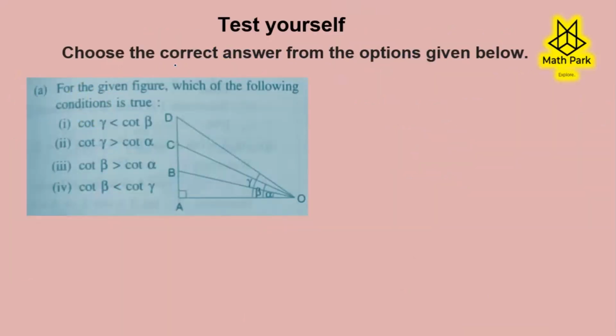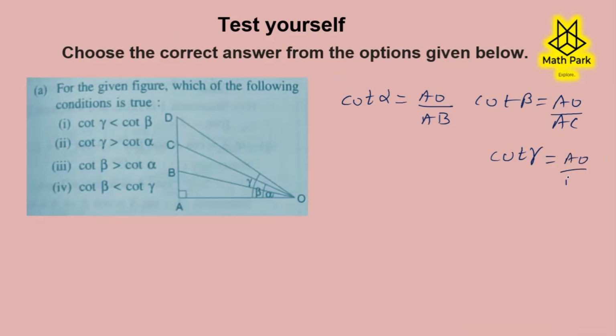We start with the first MCQ. For the given figure, which of the following conditions is true? Look at this. Cot of alpha is equal to adjacent upon opposite, that is AO upon AB. Cot of beta is equal to AO upon AC. And cot of gamma is equal to AO upon AD.